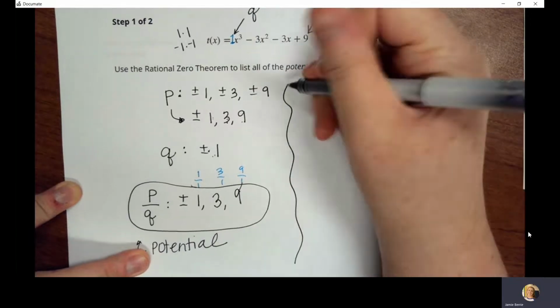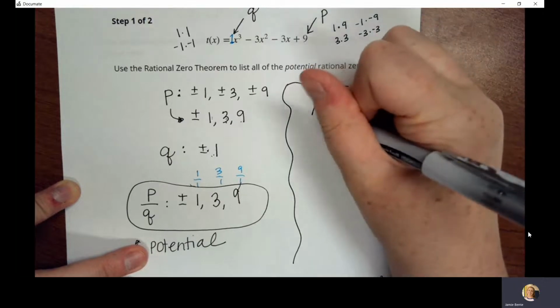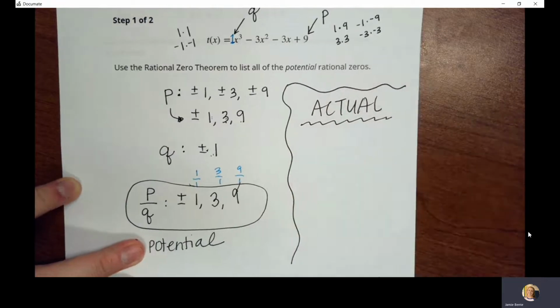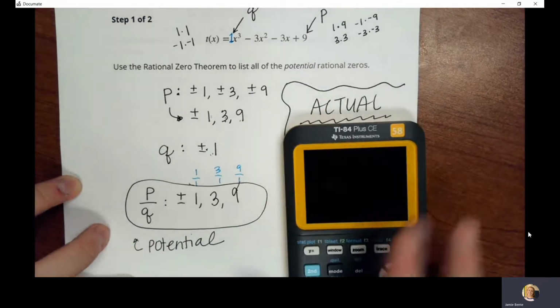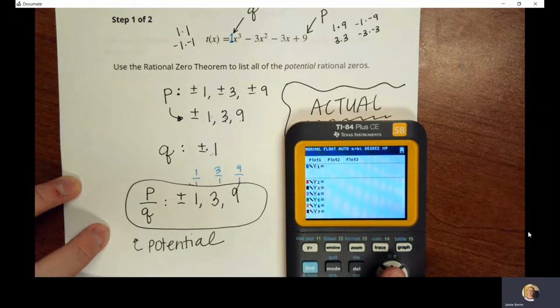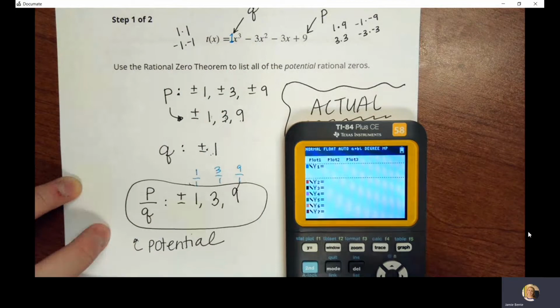Now, how do we figure out if these are actual rational zeros or not? Really simple. We can go off here to the side. What we're doing here is finding the actual zeros. This is not part of the homework question, but this will help us with step 2. To figure out which ones are actual rational zeros, you're going to go to your y equals screen, clear out whatever you got in there, and type in this function right here, x cubed minus 3x squared, let me just start over, x cubed minus 3x squared minus 3x plus 9.